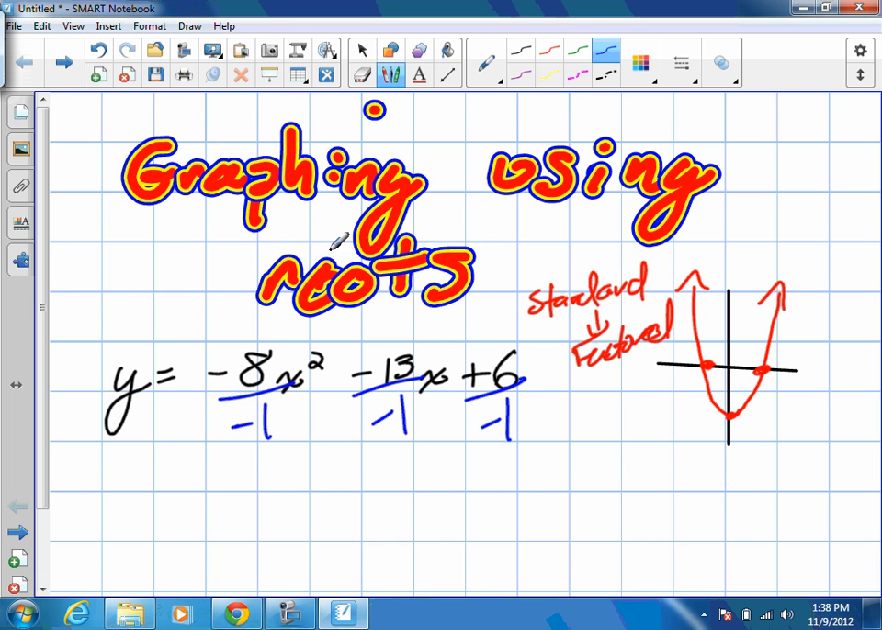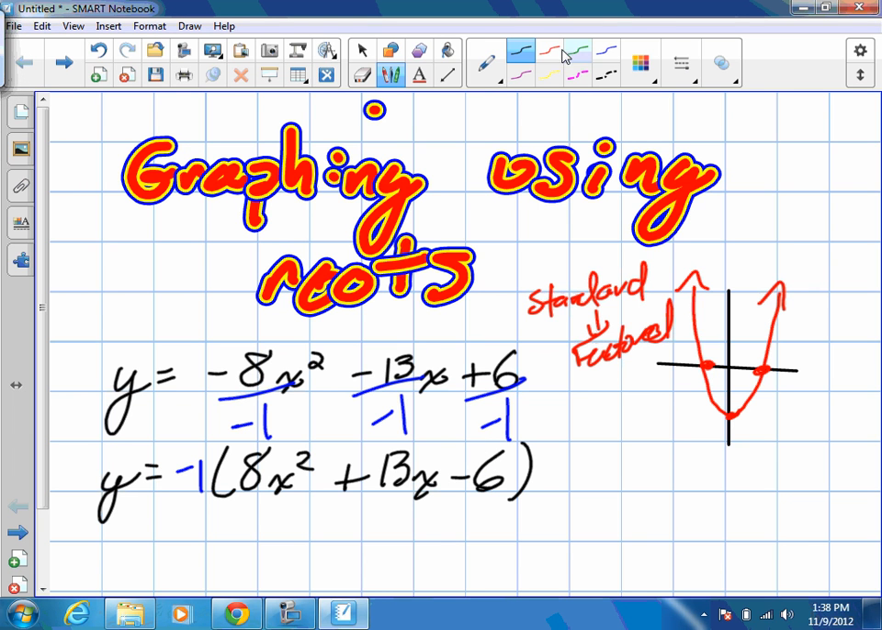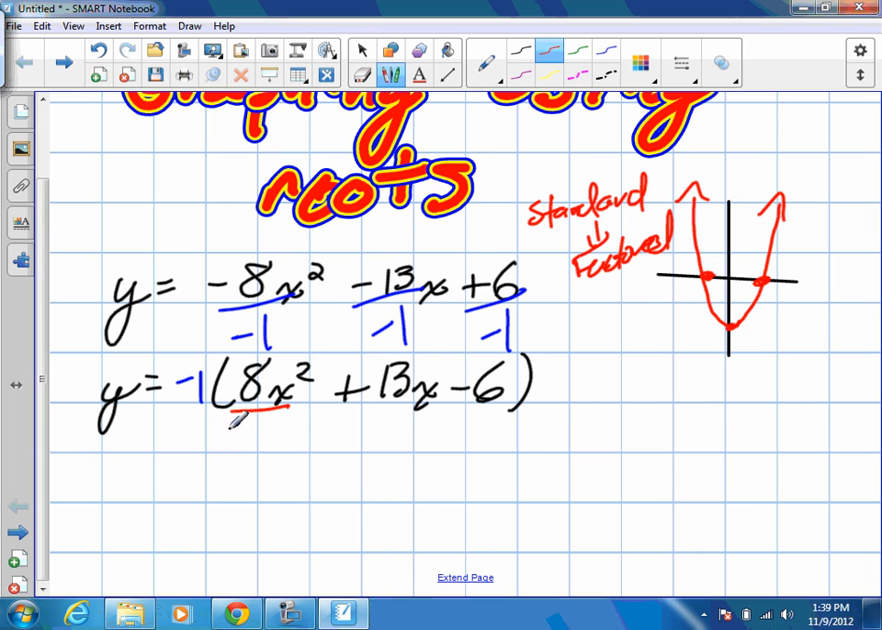So we factor out -1. -1 becomes our common factor. We're then left with 8x squared plus 13x minus 6. Now again, we're in standard form, but this time we're trying to factor. So in order to factor, we find the factors of a, which in this case are what? 1 and 8, and 2 and 4. And we find the factors of the last term 6, which are 1, 6, 2, and 3.